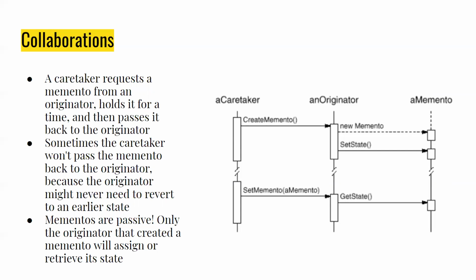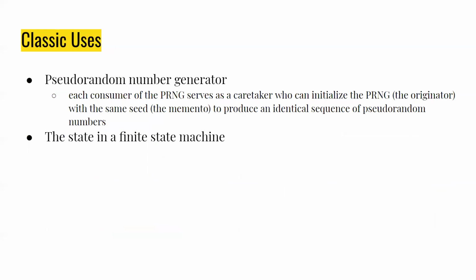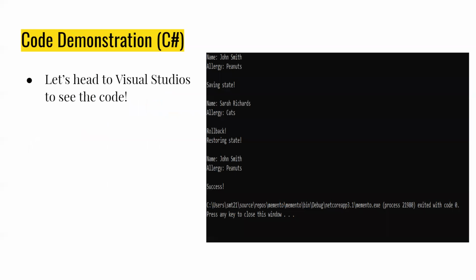Only the originator that created a memento will assign or retrieve its state. The classic uses of this design pattern are the state in a finite state machine and a pseudo-random number generator. Each consumer of the PRNG serves as a caretaker who can initialize the PRNG, the originator, with the same seed, the memento, to produce an identical sequence of pseudo-random numbers.